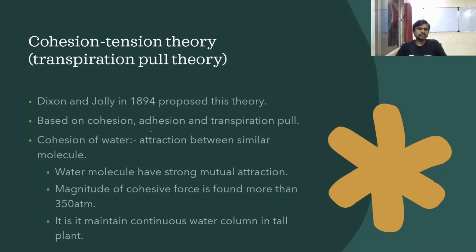So let's see guys, cohesion tension theory. We are now at the end part of our chapter. Here there are only two or three things to discuss about the movement of water in the upward direction. This is the cohesion theory, proposed by Joly and Dixon in 1894. This is the most accepted theory, guys.